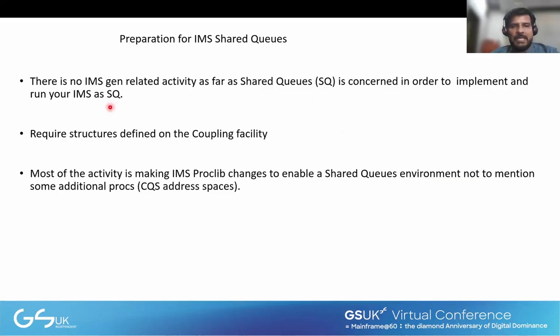Now we will look into how we can implement shared queues in our IMS systems. The good part is that no IMS gen is required to implement shared queues. The first step is to define the necessary structures in the coupling facility. We've already discussed the structures in the previous slides. In addition to that, we need to add a few new members and update some existing members in the IMS PROCLIB library to enable shared queue functionality. We also need to define a proc for the CQS address space, which acts as an interface between the IMS and the shared queue structure.